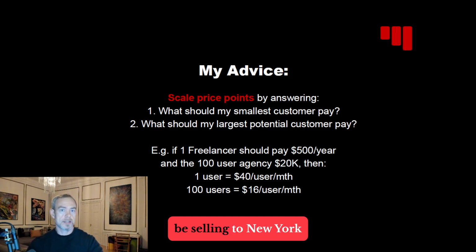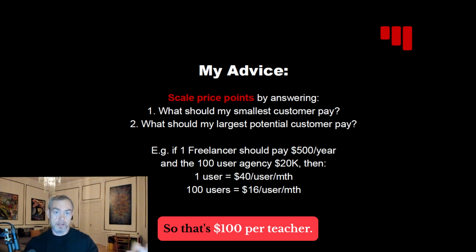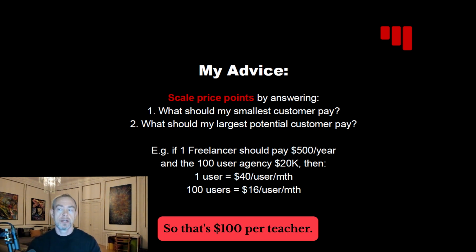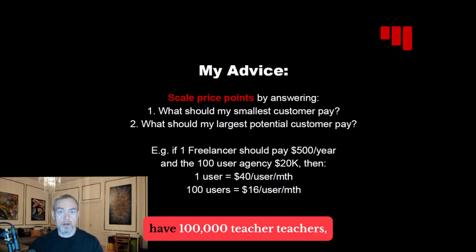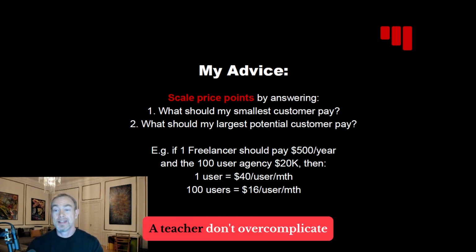You may not be selling to New York yet, but if you're planning to in 2-3 years time, plan it out in your pricing and say, okay, so if I get there, it's going to be $10 a piece. And then putting these prices, essentially divide by the metrics. So if you say, well, it's going to be 10K, then you divide by the 100 teachers they have. So that's $100 per teacher. And then at the other end, if it's $1 million and they have 100,000 teachers, it's going to be $10 a teacher. Don't overcomplicate this.